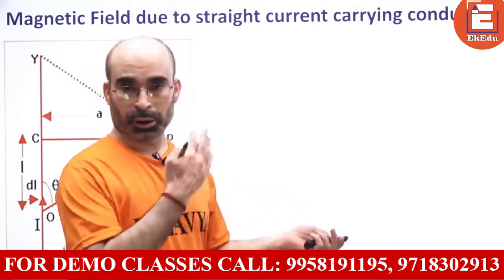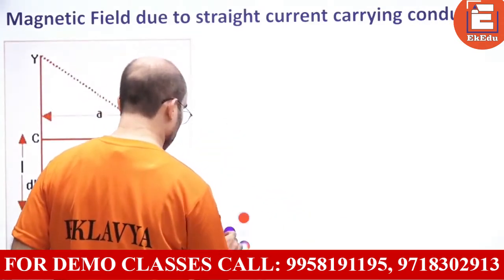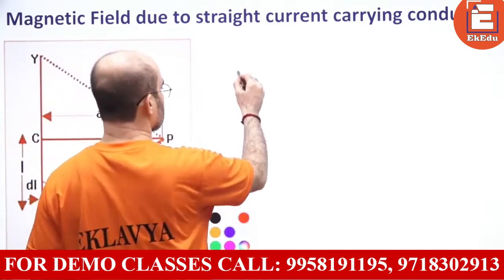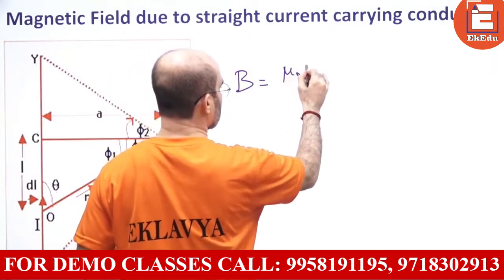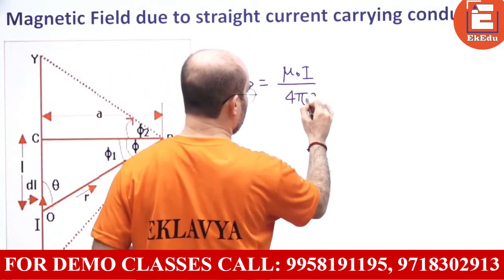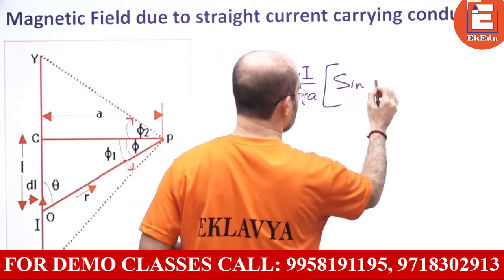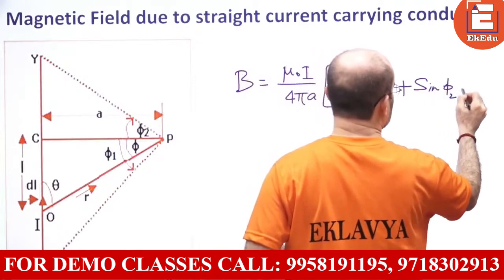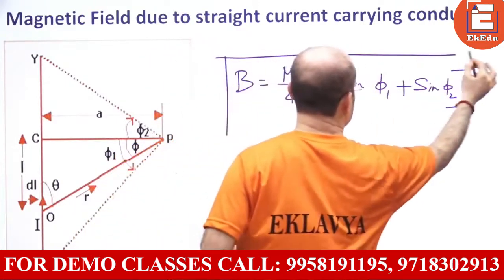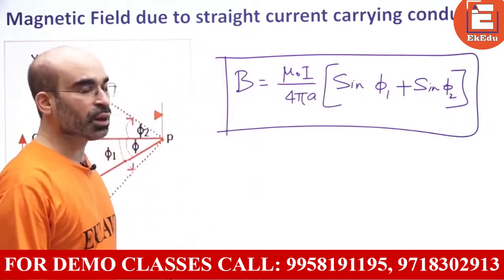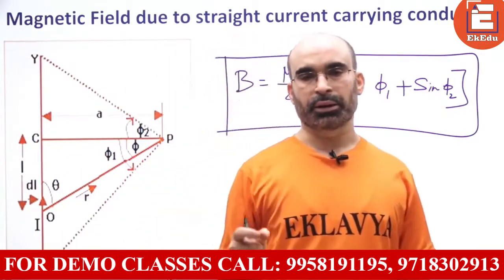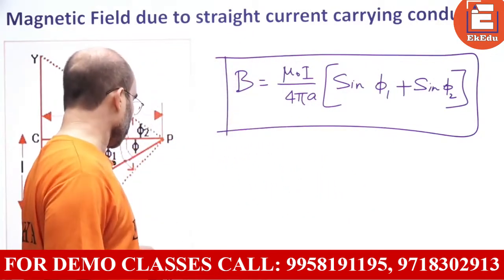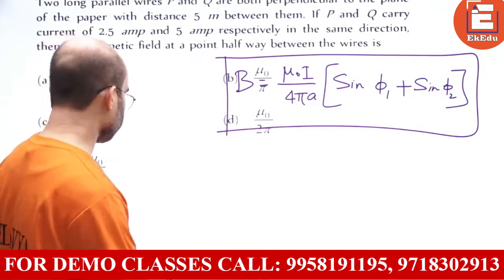Let us recall the basic formula for magnetic field due to a straight conductor. B equals mu naught I by 4 pi A into (sine phi 1 plus sine phi 2), right? This is the magnetic field formula for straight current, okay? So this was the formula we did in the last session.